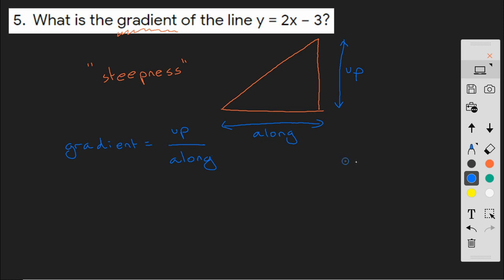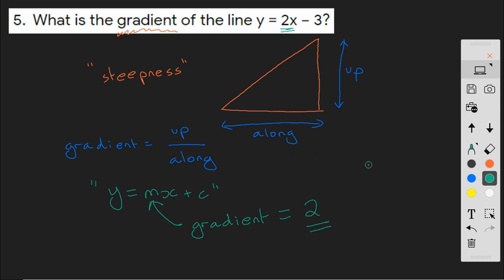Now, the bit of maths that we are looking for here tends to get referred to as y equals mx plus c, which is a general formula for straight lines. And this value m is the gradient of the line. So in this instance, we can see that the gradient equals 2.